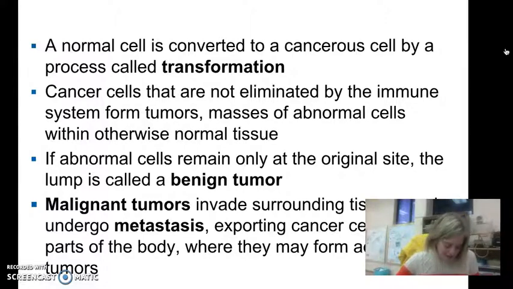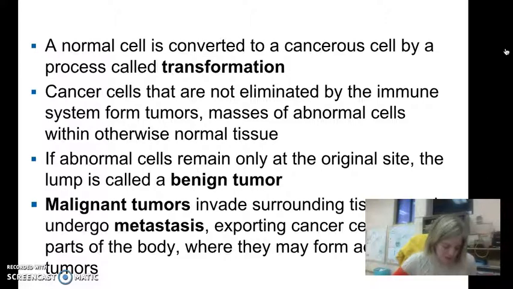In the case of cancer cells, if they are not eliminated by the immune system, they can form tumors. These tumors are masses of abnormal cells within otherwise normal tissue. So usually, if your body produces a cancer cell, your immune system will recognize and destroy it. But if not, a tumor will form. If those cells remain at their original site, that tumor is known as a benign tumor, which means the cells haven't moved to any other parts of the body.